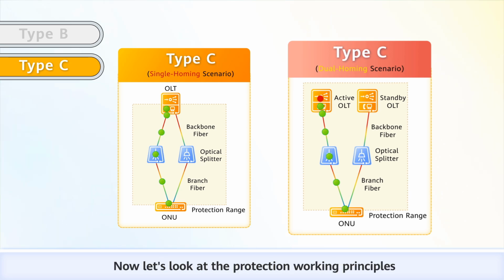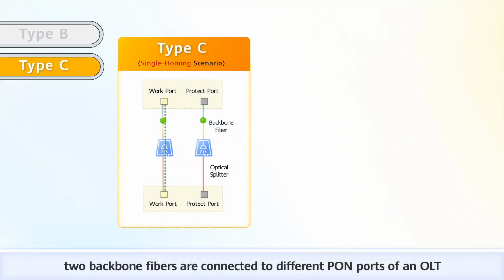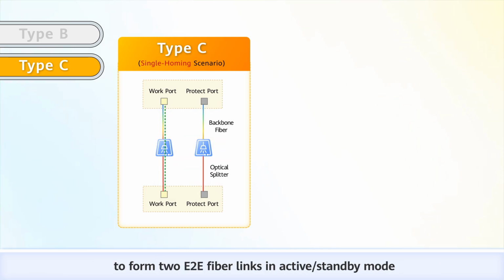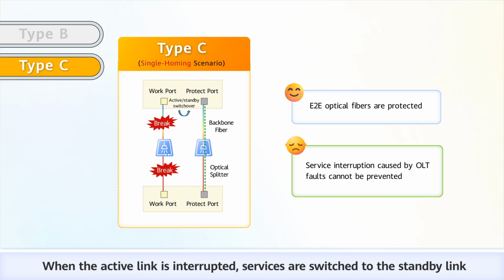Now let's look at the protection working principles. When Type C single homing protection is used, two backbone fibers are connected to different PON ports of an OLT to form 2E2E fiber links in active or standby mode. When the active link is interrupted, services are switched to the standby link.